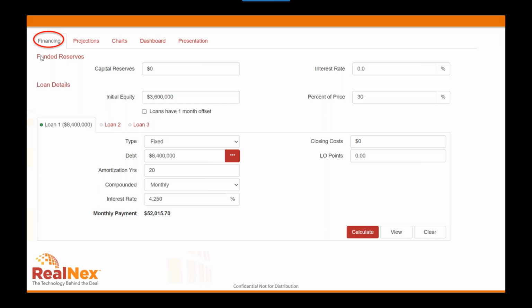The funded reserves has to do with whether you want to get a loan to cover your capital expenditures in the future.